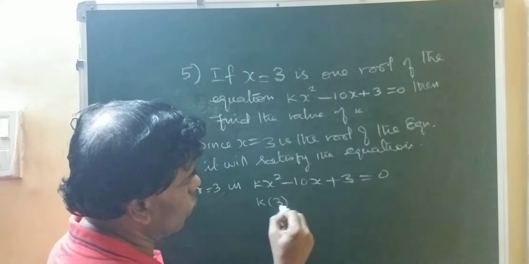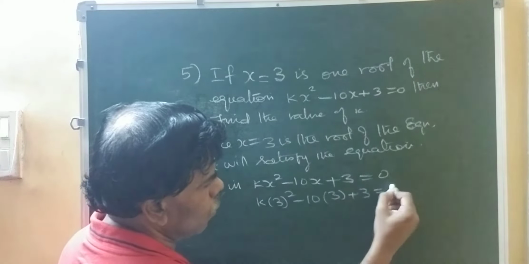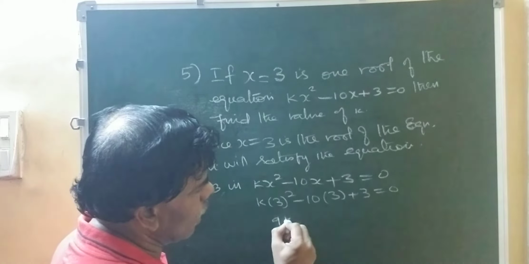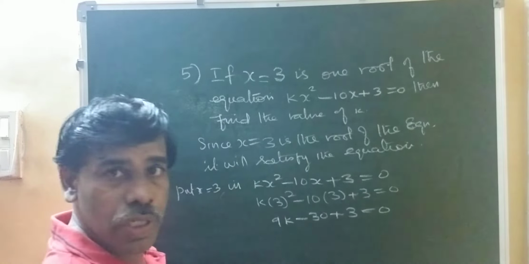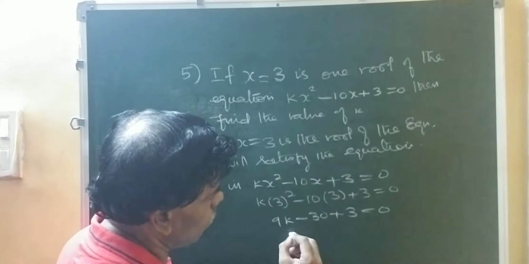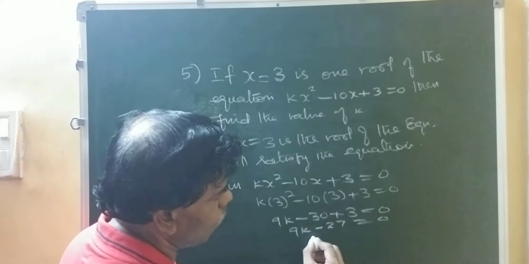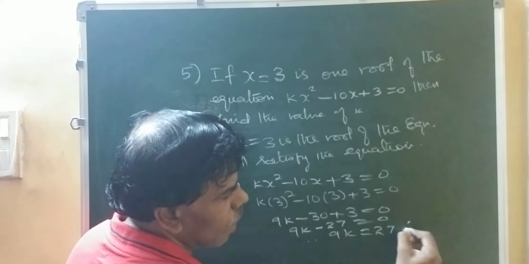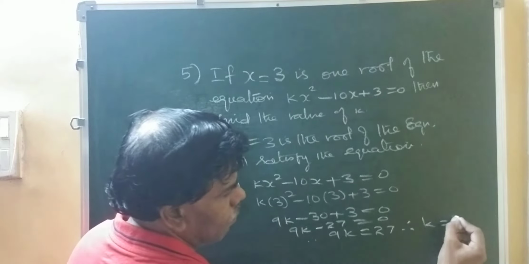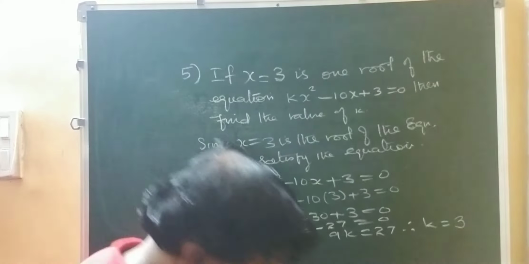k into 3 square minus 10 into 3 plus 3 is equal to 0. So, 9k minus 30 plus 3 equal to 0. So, 9k minus 27 equal to 0. Therefore, 9k equal to 27. Therefore, k equal to 3. Followed? This is a very interesting sum, right?